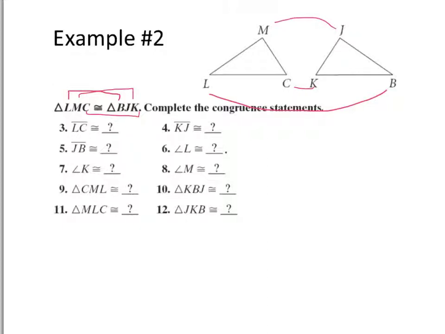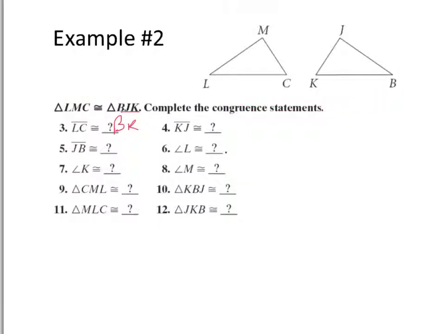So when I look at each of these examples, I just have to line those 3 up. L's got to go with B, M has to go with J, and C's got to go with K. So in the first example, I say LC is congruent to which segment in the second triangle? Well, if I look, L is congruent to B, and C is congruent to K, so my answer is going to be BK.